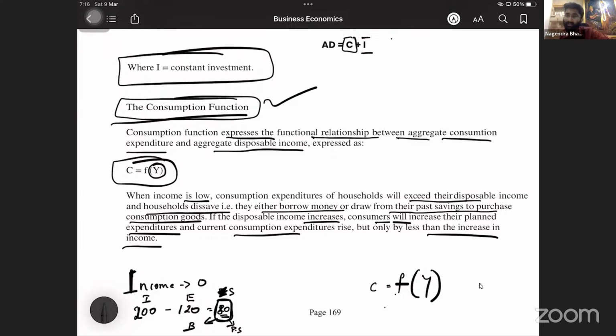Think. Per day, your spending, your consumption, is 100 rupees. Per day, your income is 50 rupees. Can you save anything? No. Case scenario 2: per day, your spending is 100 and your income is 100. Can you save anything? No. Per day, your income is 120 and your spending is 100. Now you can save 20 rupees.